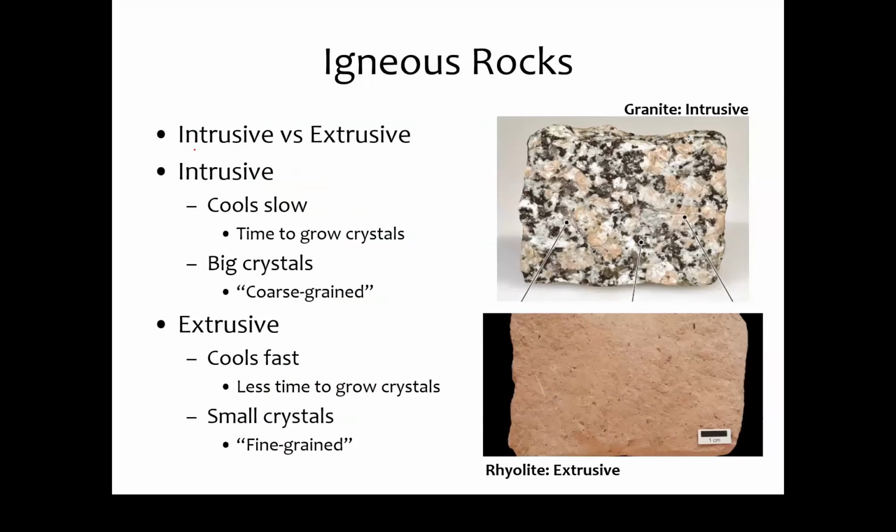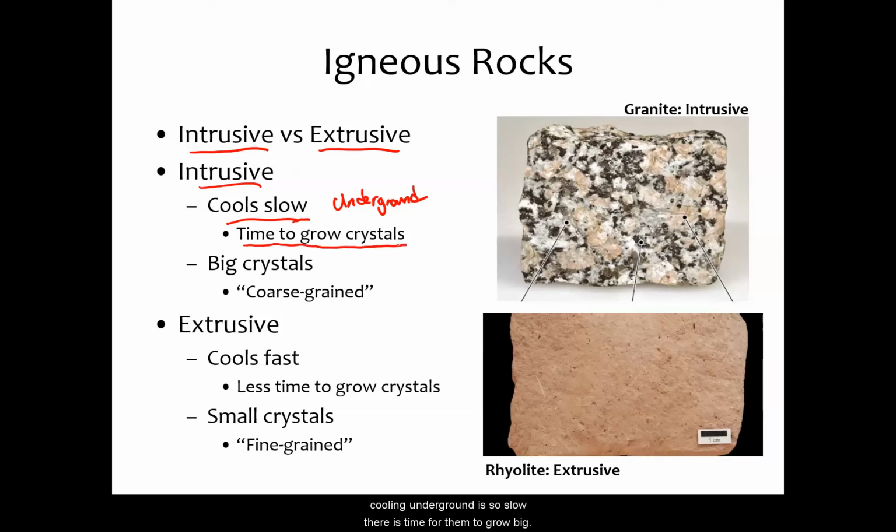Okay, so intrusive versus extrusive. Let's repeat. Intrusive rocks cool slow. They cool underground. They cool slow because they're around a bunch of other hot stuff. If you never take your pie out of the oven where it's hot, it's going to cool much more slowly than if you take your pie out and put it on the counter. Because the process of cooling underground is so slow, there is time for them to grow big crystals. And so you see these big crystals in a rock like granite, which is intrusive. They're big enough to see. We can call that coarse grained, our colloquial way to call it, because the grains are coarse, the grains are fairly large.